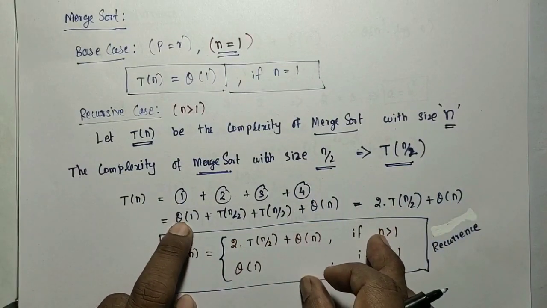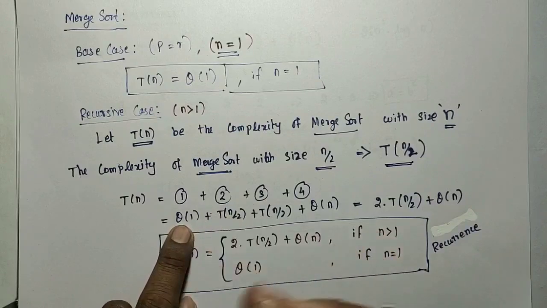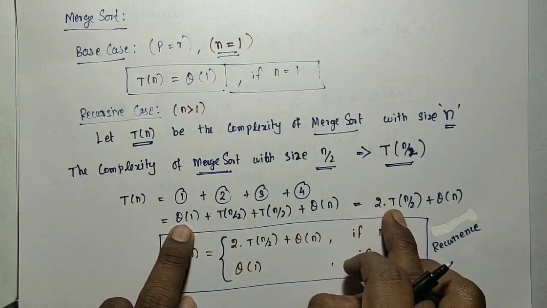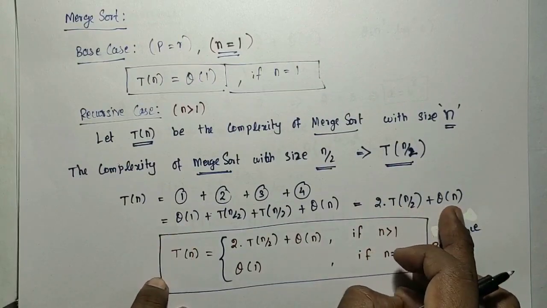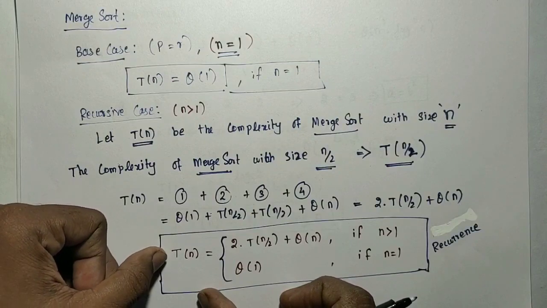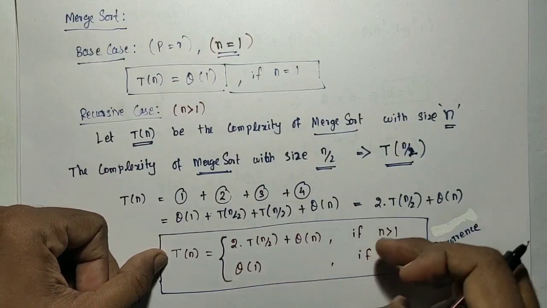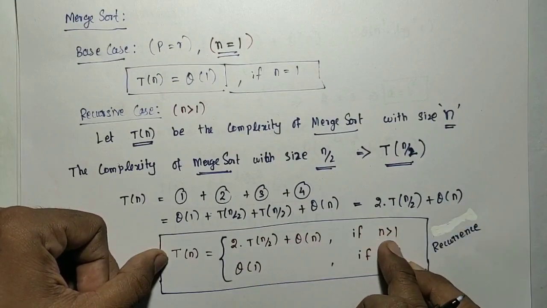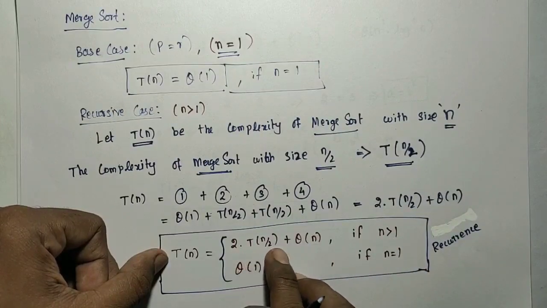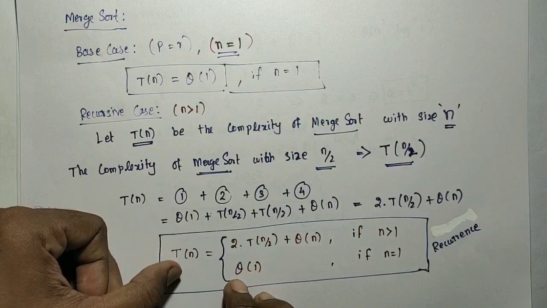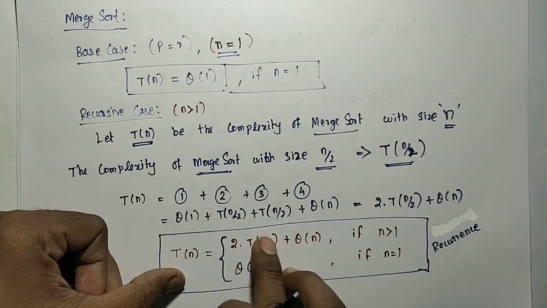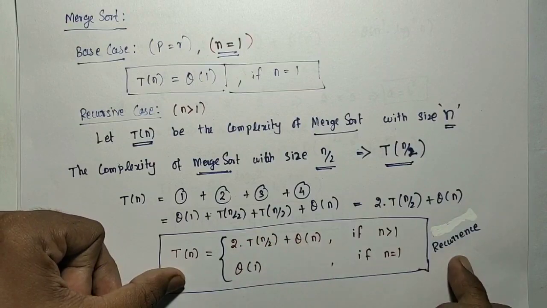The theta of 1 is the complexity for dividing the input, calculating the m value. So it can be written as 2 into T of n by 2 plus theta of n. So we can write the final complexity of merge sort in the two cases: if n is greater than 1, it is 2 into T of n by 2 plus theta of n, and theta of 1 if n equal to 1. Here this is the unknown complexity.